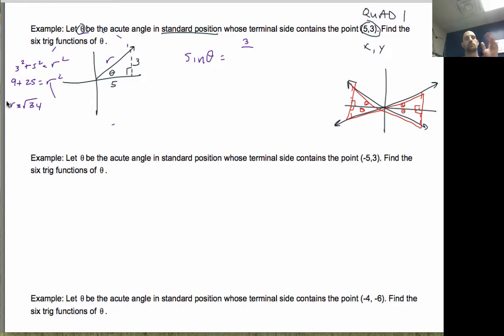I do this example to also show you 2 things. R is the hypotenuse. R is always positive. So it could be plus or minus square root of 34, but because it's the hypotenuse, it's always going to be positive. And as you can see, my x and my y aren't always going to be positive. Like if my y component was down here, it'd be -3, or if my x component was over here, it'd be -5. R is always positive.